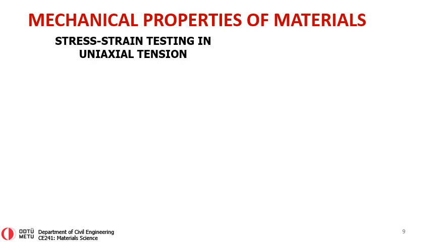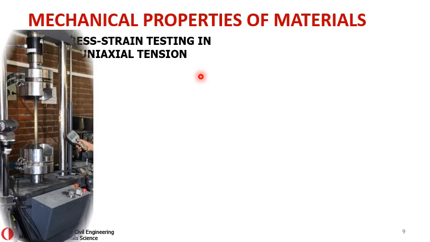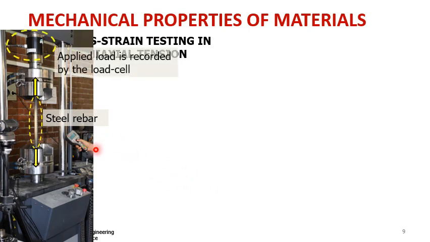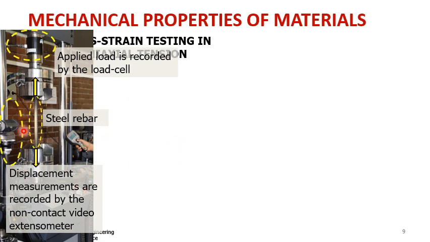Now, let's look at the stress-strain testing in uniaxial tension. Most of the time, we do this type of testing on steel rebars, for metals, basically. And here you see a steel rebar, and the load is applied by these tension heads, as I said, and it's recorded by this load cell. And the displacement measurements in this case are recorded by this non-contact video extensometer.